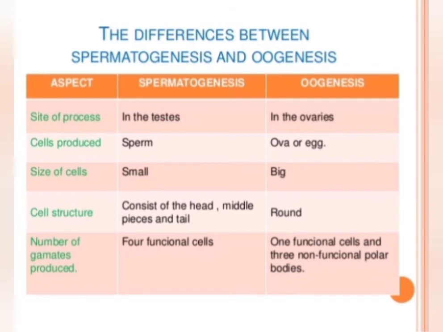And the third aspect is the size of the cell. Sperms are small in size and the ovum or egg is big in size. Fourth aspect, cell structure. In spermatogenesis, a sperm consists of a head, middle piece and tail, and the ovum is round in shape. Now the fifth aspect, number of gametes produced. In spermatogenesis, 4 functional cells are produced, and in oogenesis, 1 functional cell and 3 non-functional polar bodies are produced.